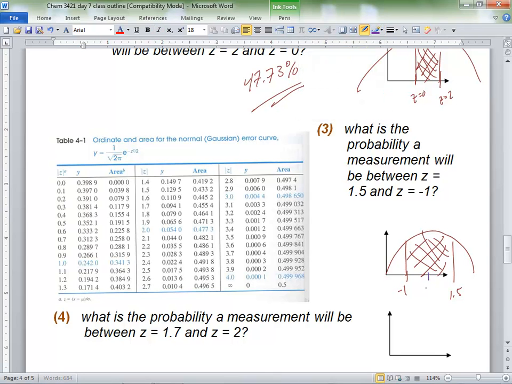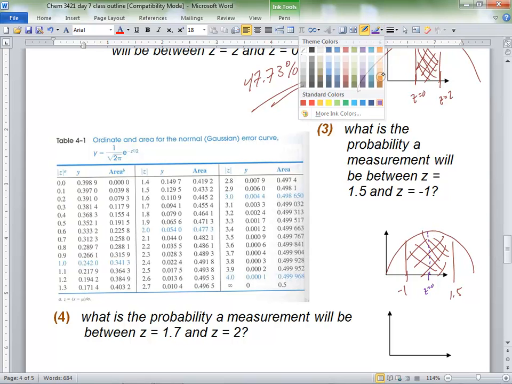If you could plug in z equals 0, right? Between z equals 0 and z equals 1.5, that area you would find in the table. Look up z equals 1.5. The area between z equals 0 and z equals -1, find it under z equals 1. So don't subtract them. We want to add them. Subtracting them, 1.5 minus -1 is 2.5, which is not what you're looking for. We're looking at areas.